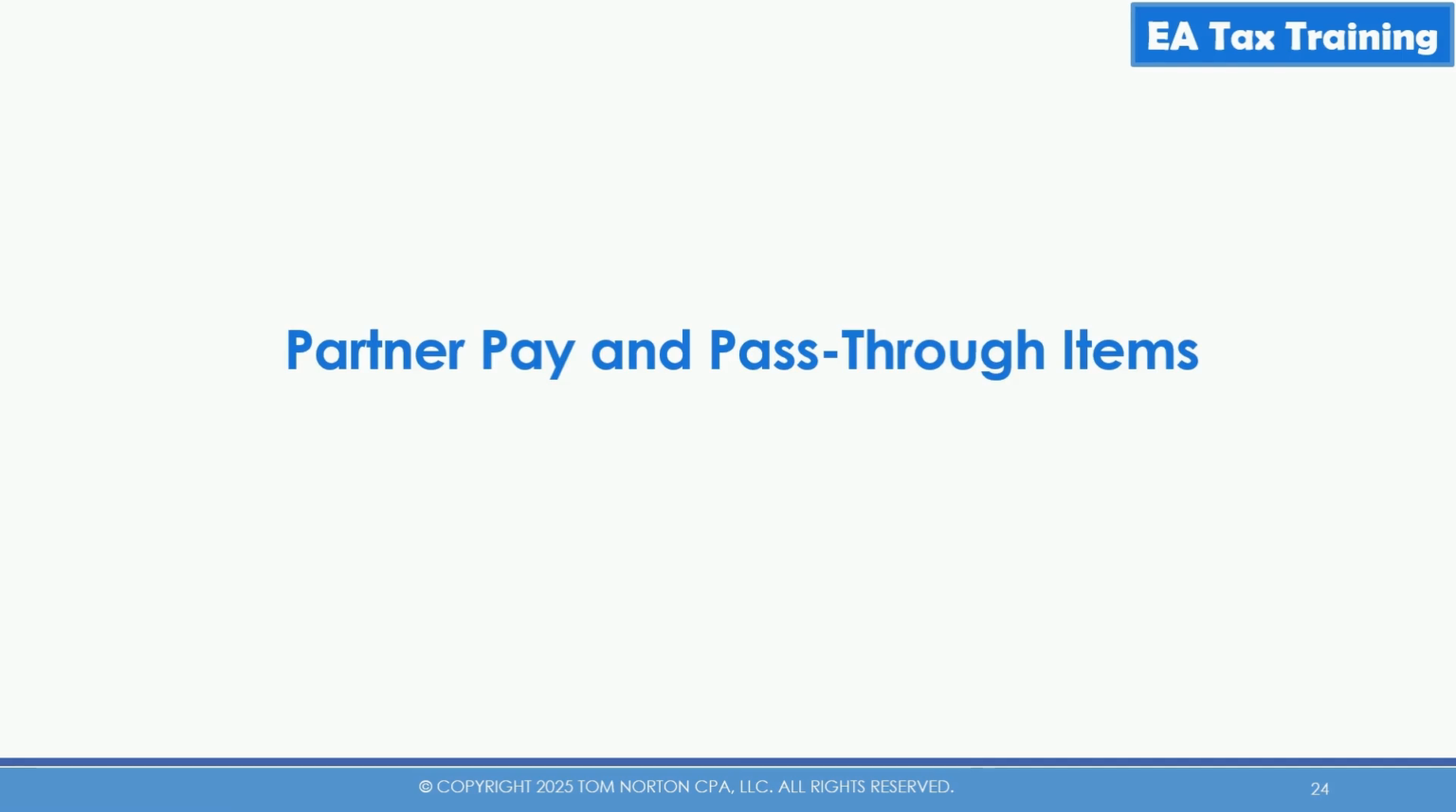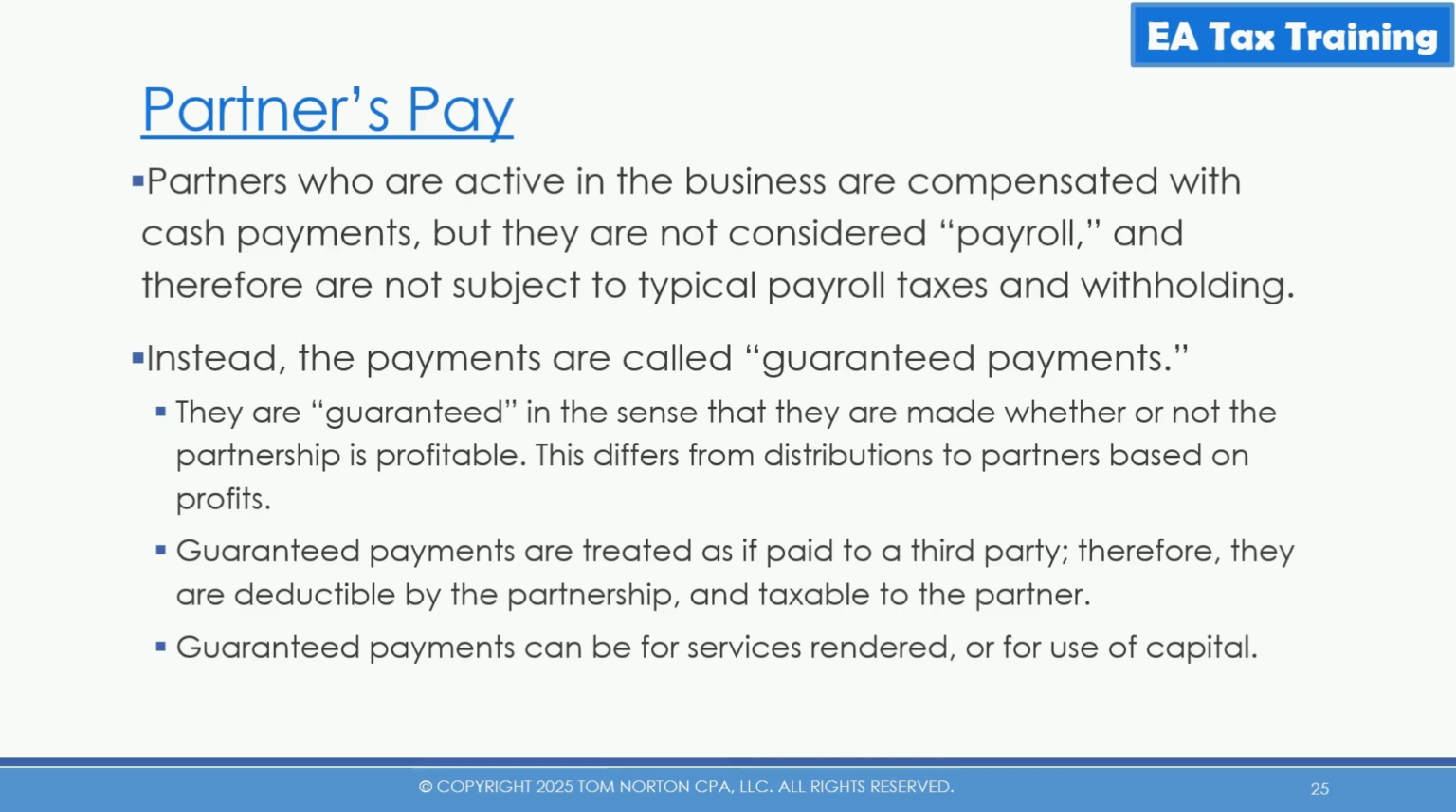Now let's turn our attention to partner pay and pass through items. So, how do partners in a partnership get paid? Well, if they are active in the business, so they're working in the business, then they do get paid, but they are not on payroll and they're not subject to payroll taxes or withholding or anything like that. Instead, the payments they get are called guaranteed payments.